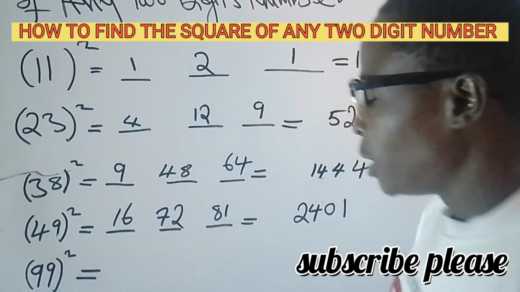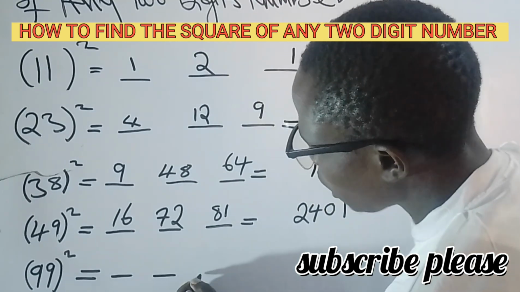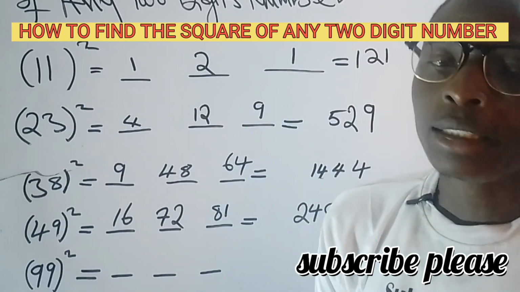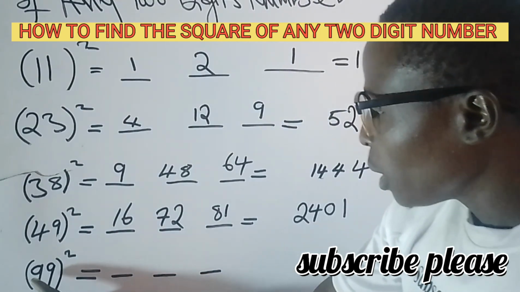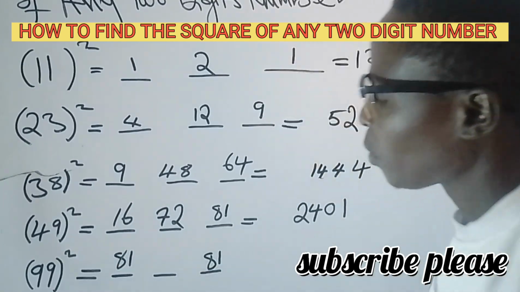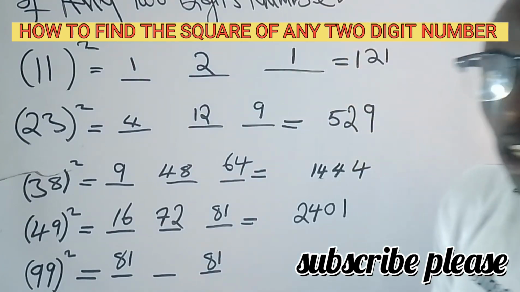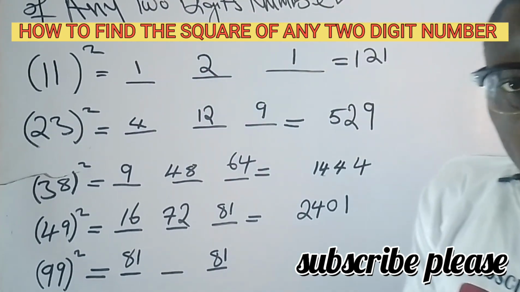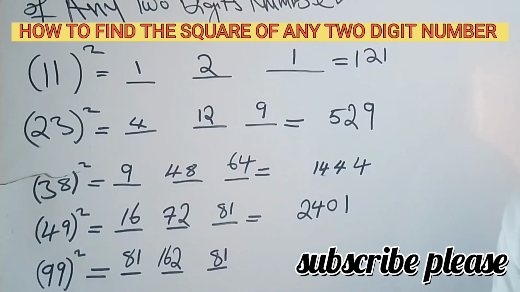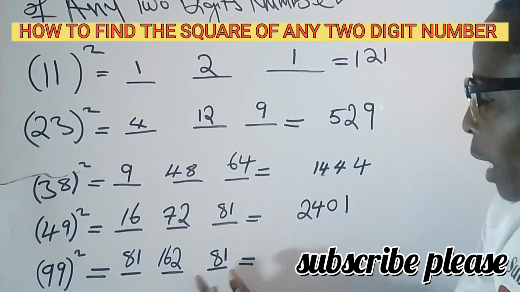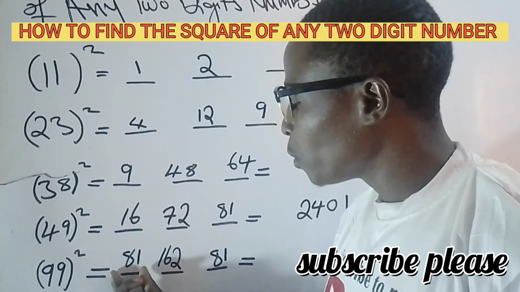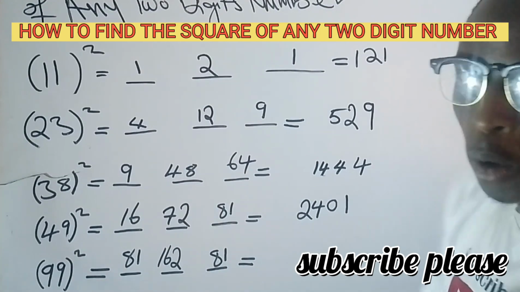The last example, just the way we did for the first, second, third, and fourth, we are now going to do it for the fifth example, 99 squared. 9 squared is 81 and 9 squared is 81. 9 times 9 is 81, and 81 times 2 is 162. I can see that I have 2 digits here, 3 digits here, and 2 digits here. That means I still have another step to complete.